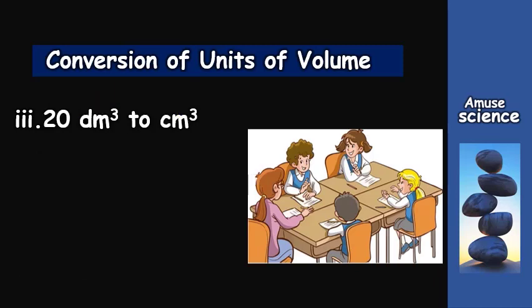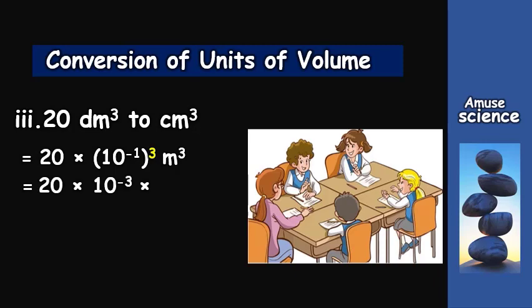Let's go to our third conversion. We are supposed to convert 20 decimeter cube to centimeter cube. We are supposed to first of all substitute the value for the deci there, and then later introduce our centi. So let's first of all do the substitution. We are going to get 20 times 10 exponent minus 1 all exponent 3, and this leaves our answer in cubic meters. Now let's do our introduction. We are going to get 20 times 10 exponent minus 3 times 10 exponent positive 2 all exponent 3. And this converts our answer to cubic centimeter.